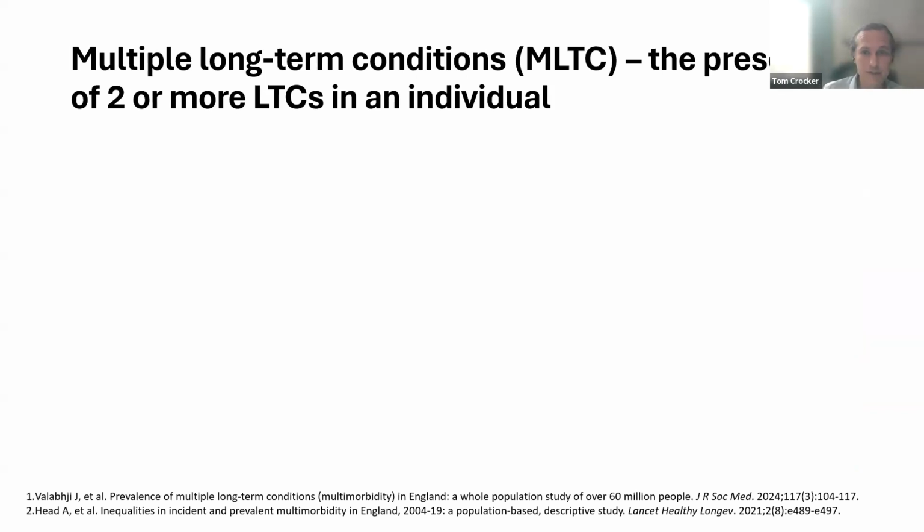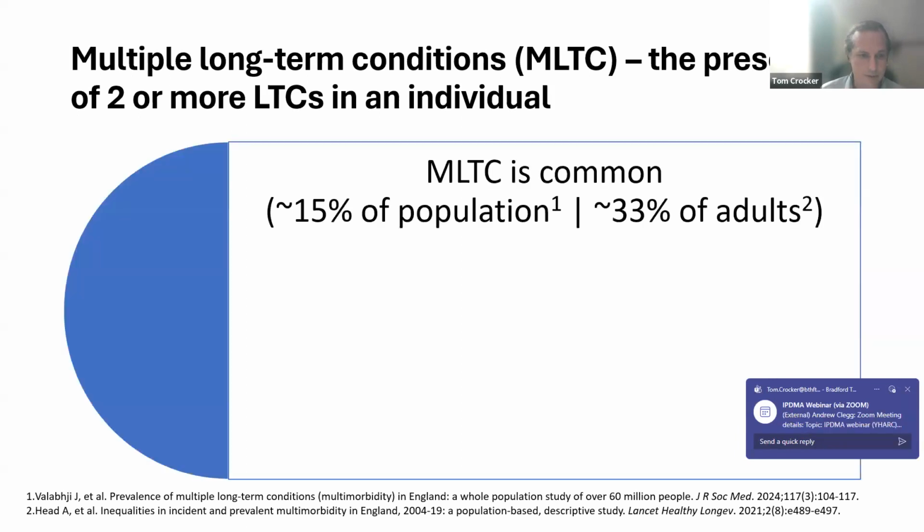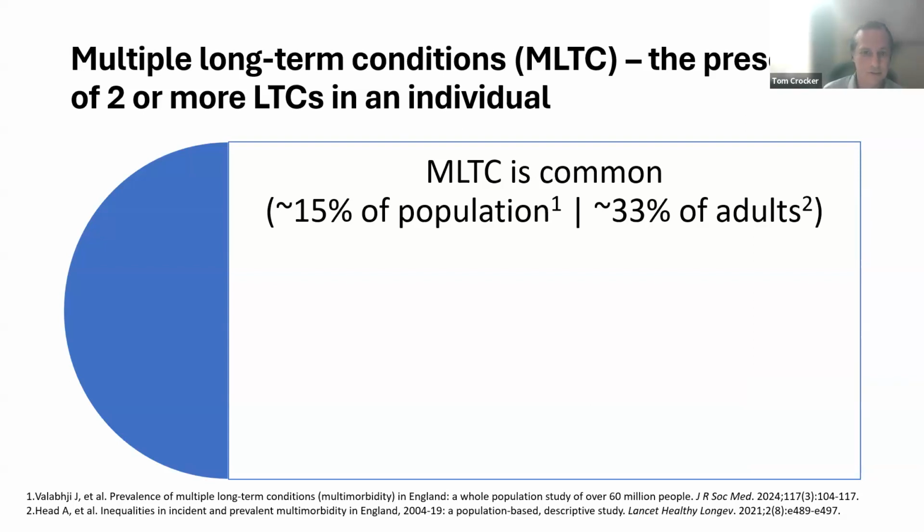So multiple long-term conditions, let's talk about those now. MLTC, also known as multimorbidity. Multiple long-term conditions is now the preferred term, certainly within NIHR. And it's the presence of two or more conditions, and it's pretty common. So estimates vary, but a couple of large studies for England estimate roughly 15% of the whole population, or a third of adults, have MLTC.